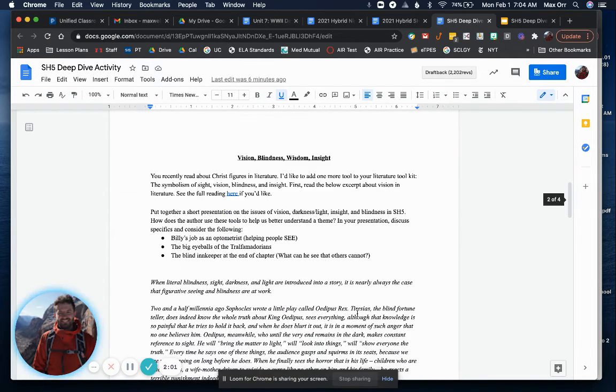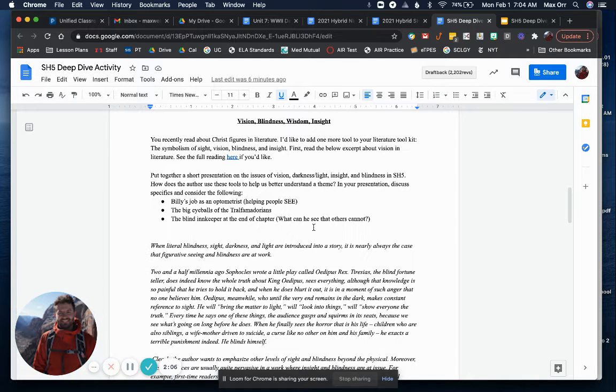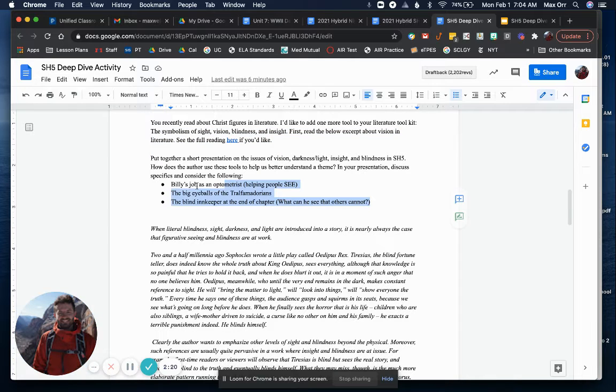From there, you'll see one about vision, wisdom, insight, and blindness. This is an adapted reading from the text, How to Read Literature Like a Professor. So you recently read about Christ figures. Now we're going to talk about light, vision, blindness, and insight. First, you'll read the excerpt below, and I've linked the full reading in case you want it. And then you'll consider these three prompts in your analysis for your 2 to 3 minute presentation.